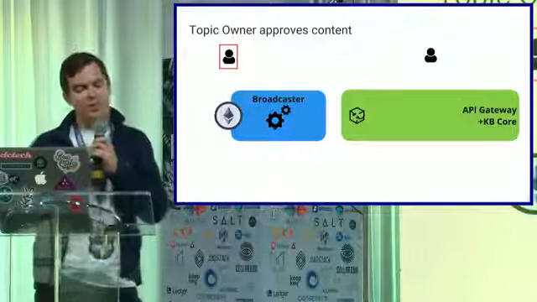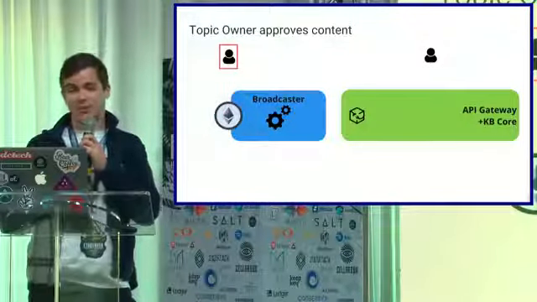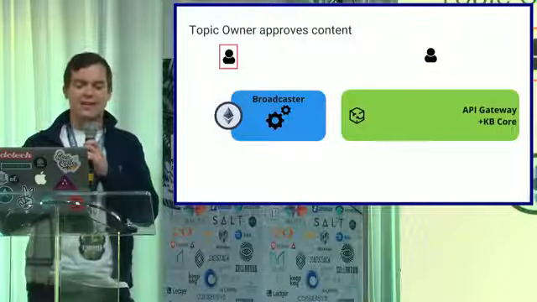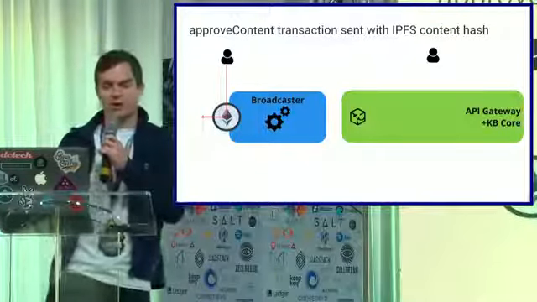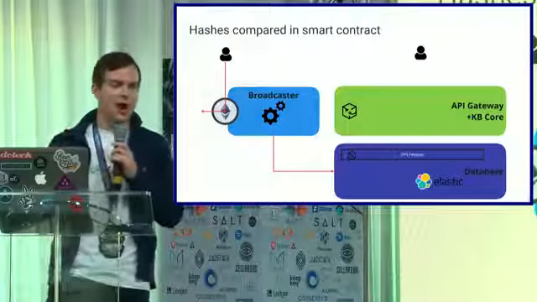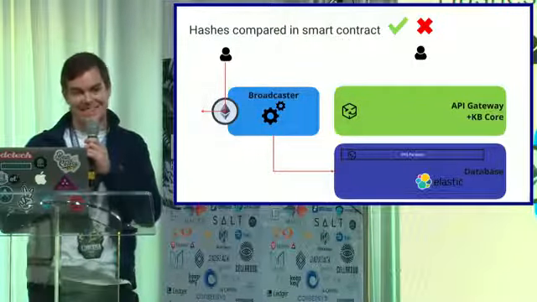Because of that topic owner user type we have right now as a sort of curator, the topic owner receives a notification letting them know there's some content ready for approval. Once they're happy with the content, they also make a call to our smart contract with the IPFS content hash, and then those two hashes are compared in the smart contract. It either accepts or rejects, depending on whether that test passes.